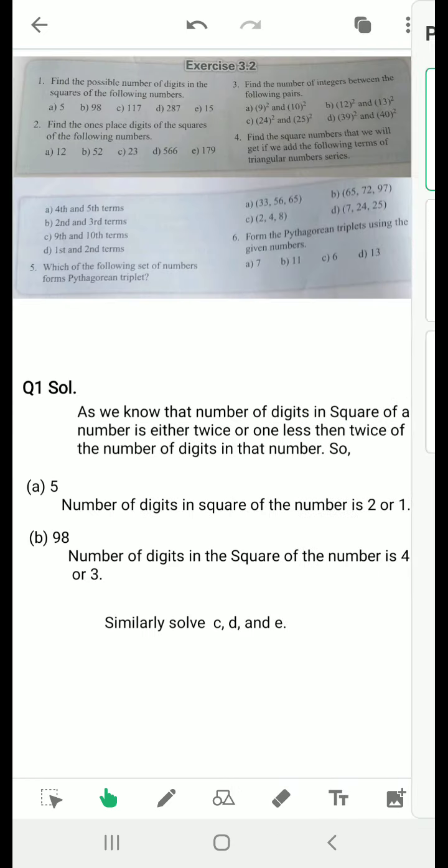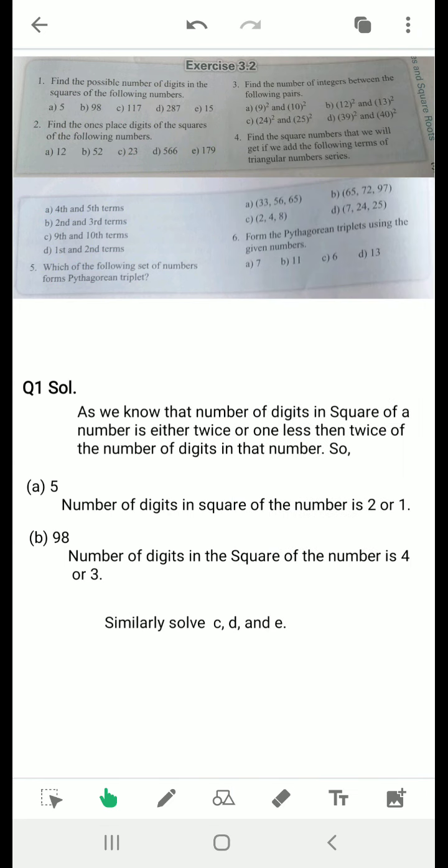Okay. Similarly, if you try to solve E, the number is 179. The ones place digit is 9. The square of 9 will be 81, and in this 81, the ones place is 1. So in the square of 179, the ones place digit will be 1.